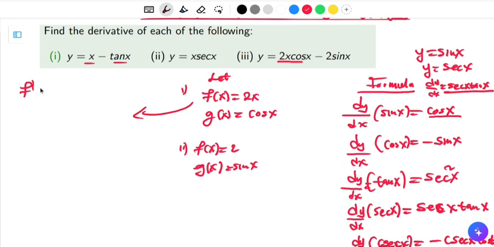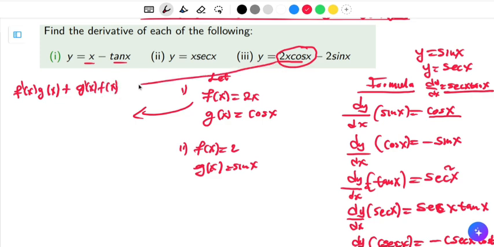What is our f prime? Remember the formula? For this part, what formula are you supposed to use? Since we are dealing with the product law, we need to find f prime, then multiply with the original function of g, then add the derivative of g multiplied with the original function of f. That is for this part only.